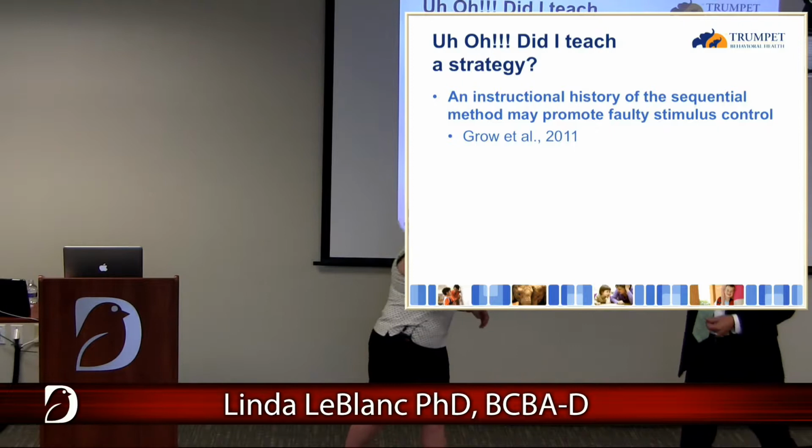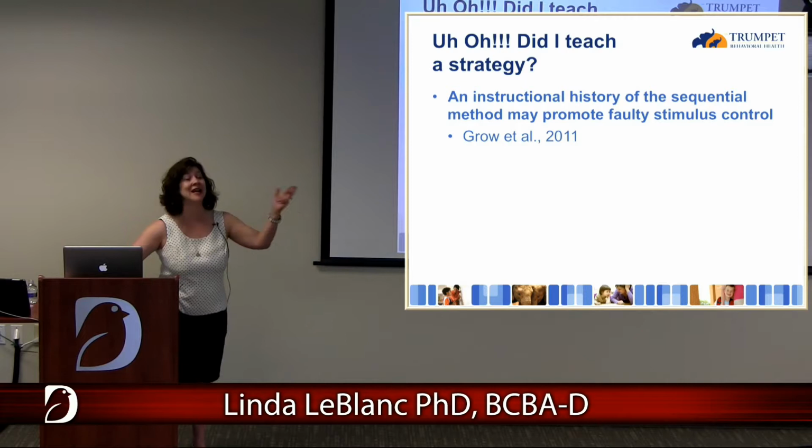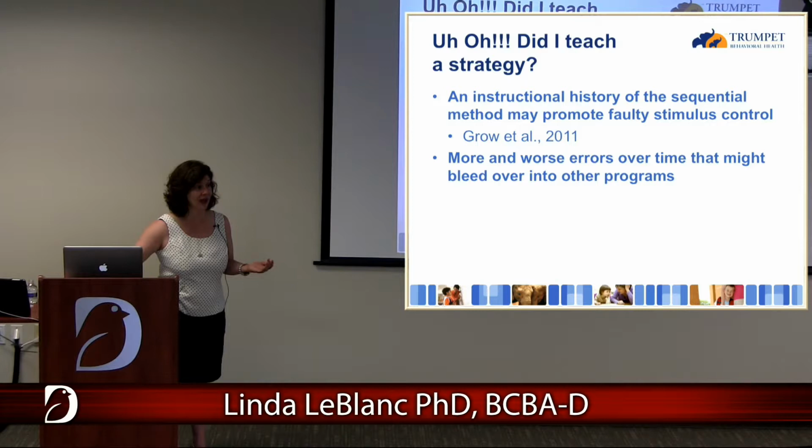So that's the win stay, lose shift. And what they found was exactly those problems developed, and they were very likely to develop in steps 5 and 9, and that the learners made more errors and worse errors over time. So often there would start to be multiple strategies that they would use.